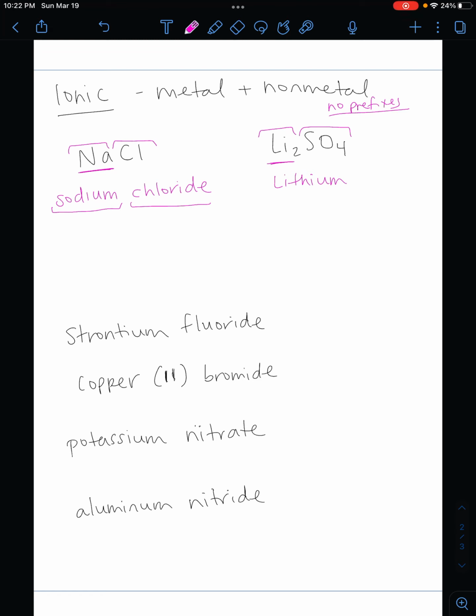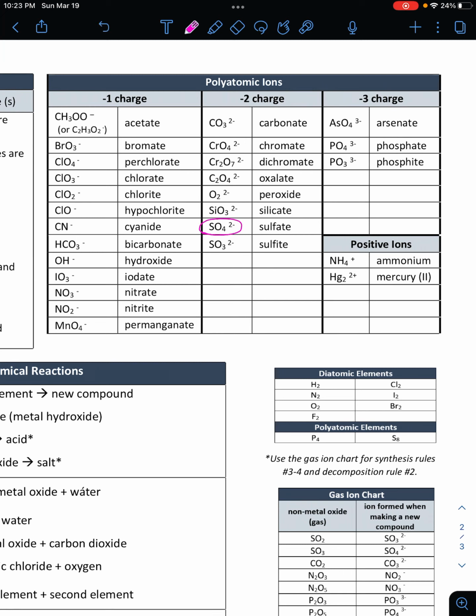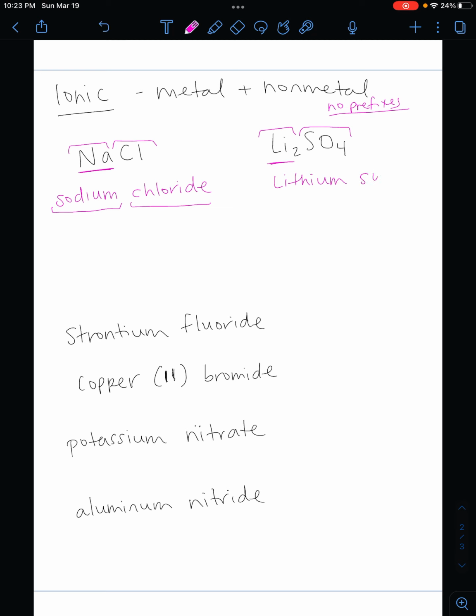So this is when we're going to look at our purple sheet. Okay, and I have an example of one here. And then we're just gonna look here at our polyatomic list. So here is my SO4 that I have written down, and that is called sulfate. So I'm just gonna come back to my list and I'm gonna say lithium sulfate. And again, that's all I have to do. I just have to write the name. There are no prefixes, okay? A little bit trickier is sometimes writing the formula, right?